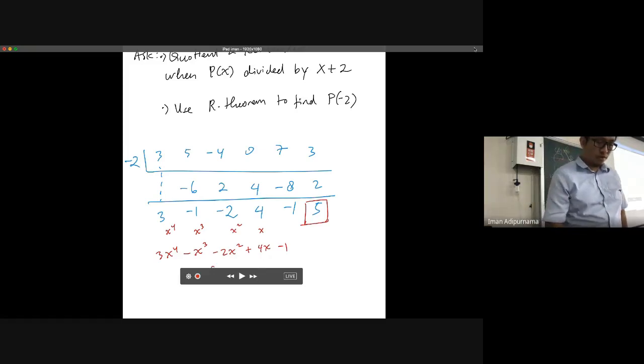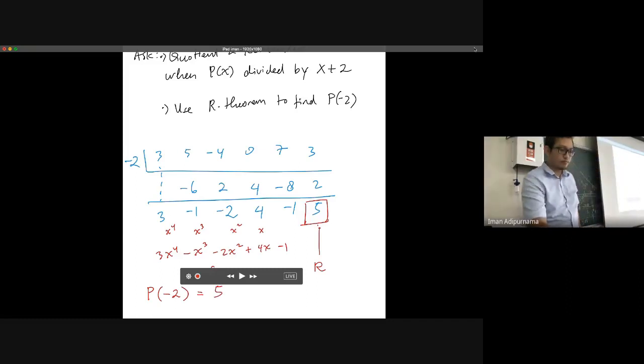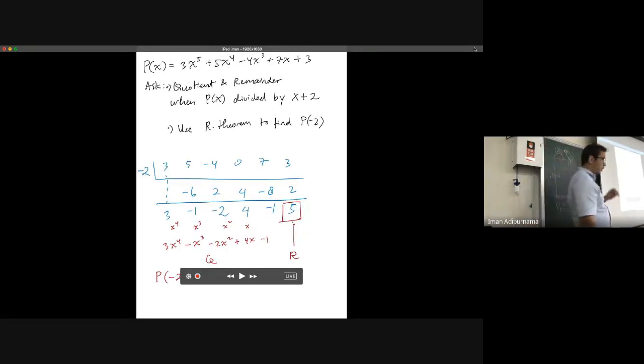This is the quotient, and the remainder will be 5. So p of negative 2 plugged in will be 5. You may notice, what is the weakness of this synthetic division? Anyone want to guess? Any guess? It's fast, but it has a weakness. Anyone? Any thought? Any guess?